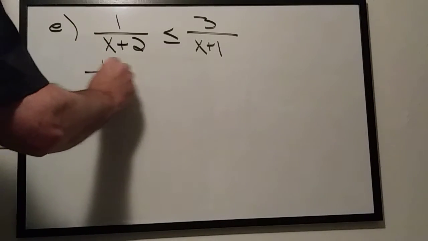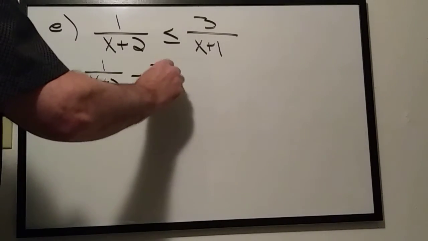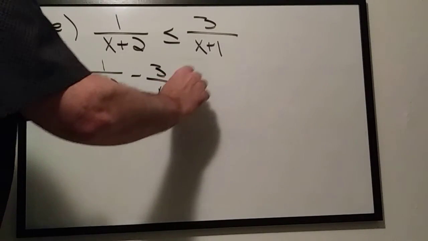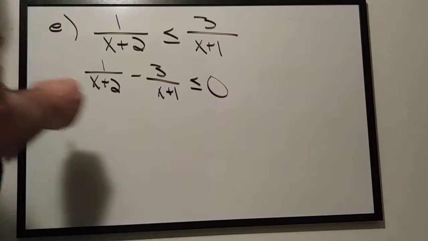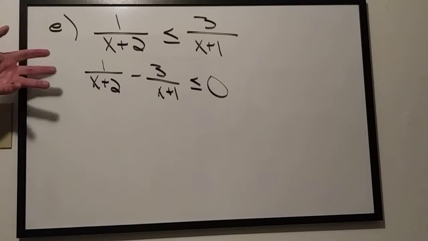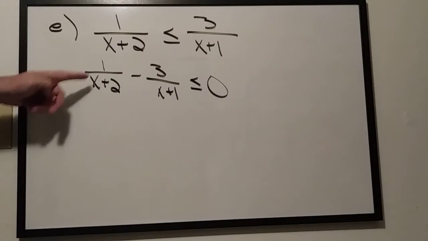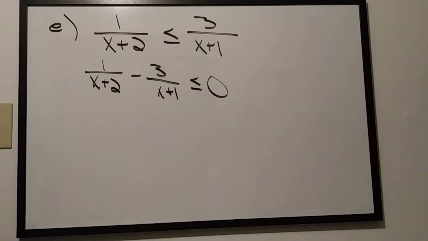So I'm going to have 1 divided by x plus 2, and then I'm going to subtract 3 divided by x plus 1, and it's going to be less than or equal to 0. Now, the next thing that I want to do is to try to make this E problem look more like the previous two problems. Instead of having a subtraction problem that has two little rational expressions, I would like this to be one big rational expression on the left-hand side. So in order to bring these two rational expressions together, we're going to have to find the LCD.